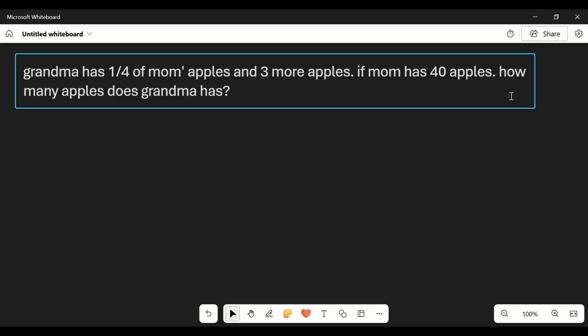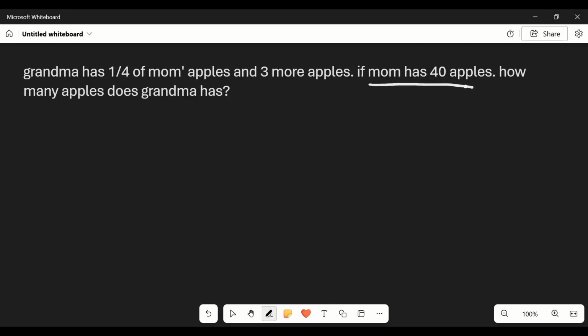Grandma has 1/4 of mom's apples and 3 more apples. If mom has 40 apples, how many apples does grandma have? First, let's understand the story. Mom has 40 apples, and grandma has 1/4 of mom's apples.